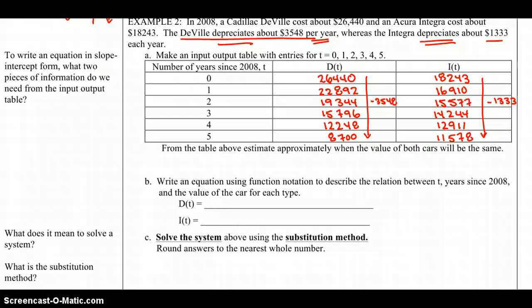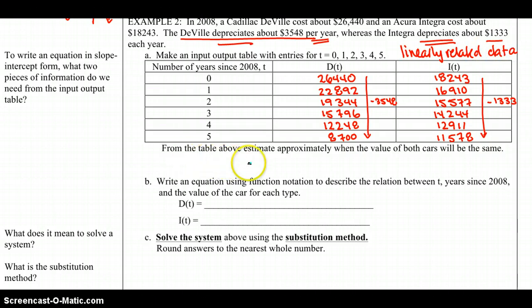So we have constant changes in our input variable and constant changes in the output variable. So we do know that, again, this is linearly related data. If we were to look at the graphs, we would get a line.